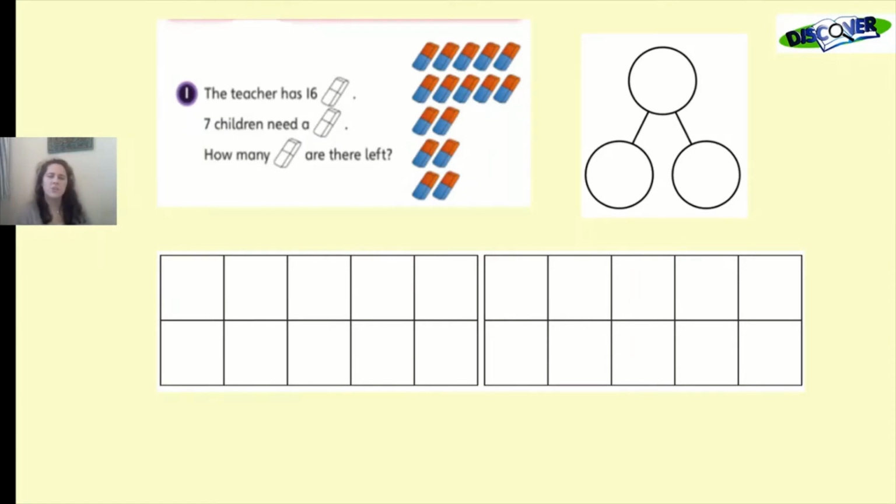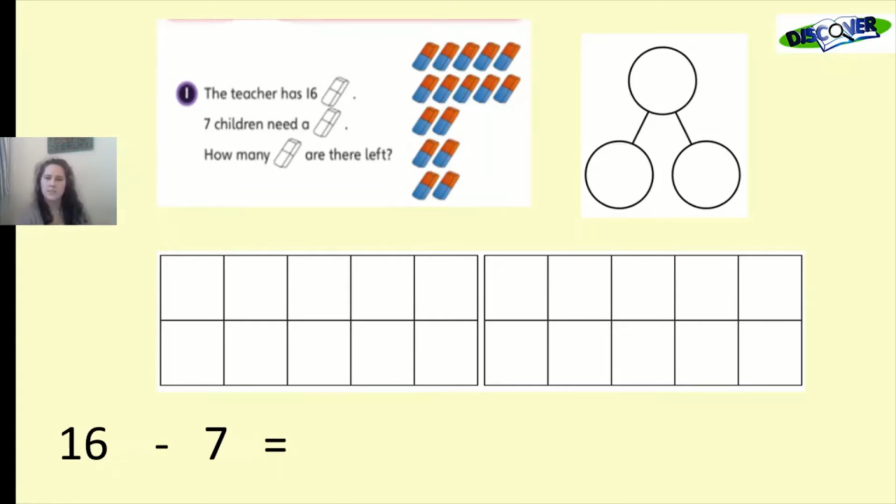So let's see if we can use this information to create a number sentence. Pause the video here and tell the person you're with what number sentence you think we might be doing. Have you done that? Amazing. Let's check your answer. Brilliant. So we've got 16 take away 7 equals something. That's the 16 rubbers the teacher started with and the 7 that she gave away. Now, today we are going to start by looking at how we could find this answer with tens frames.